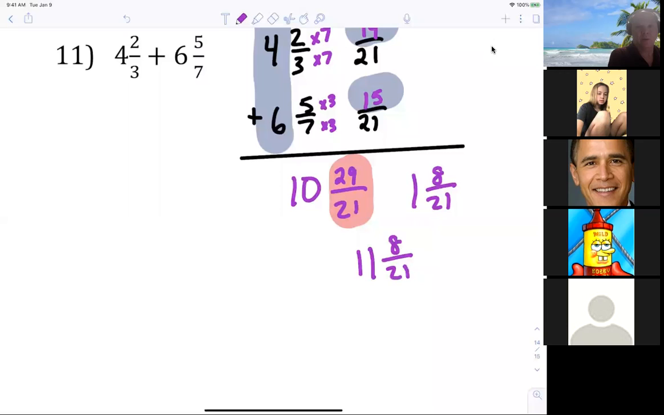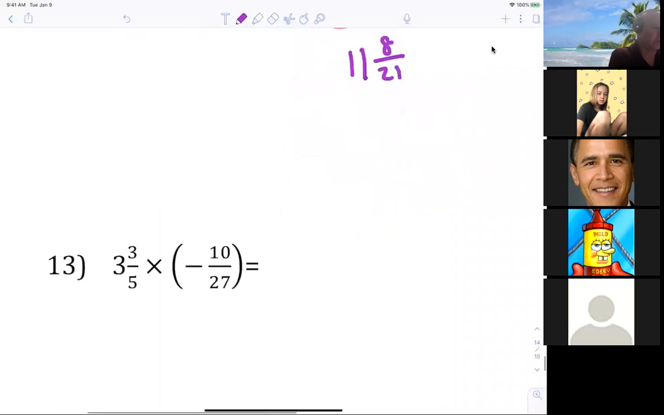Everybody good with that? Can't we reduce that? No, you're right. We cannot. You always check to reduce. That is correct. All right, here we go.